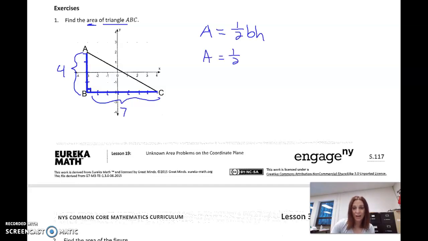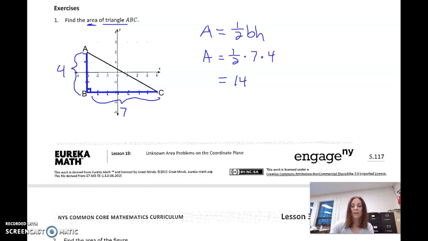Area equals 1/2 times our base. I'll say it's 7. It doesn't matter if you put the 4 first though. Times 4. We can multiply in any order. So 7 times 4 is 28. Half of 28 is 14. Put 1/2 into a calculator, times 7 times 4.